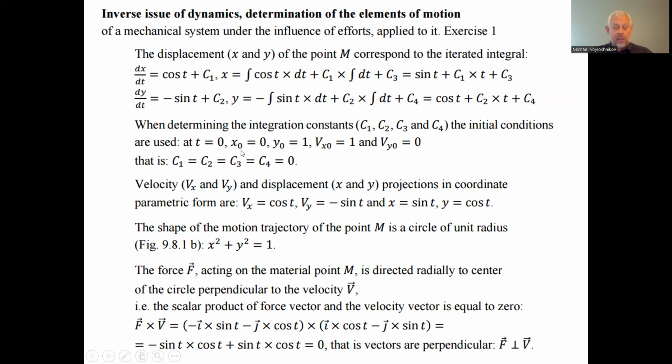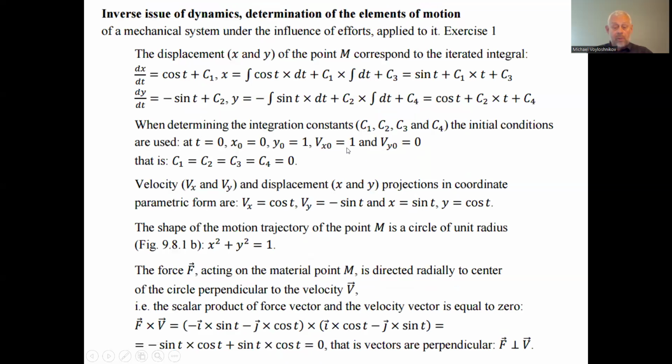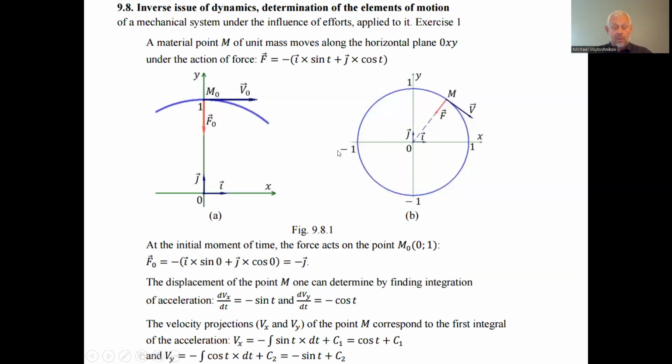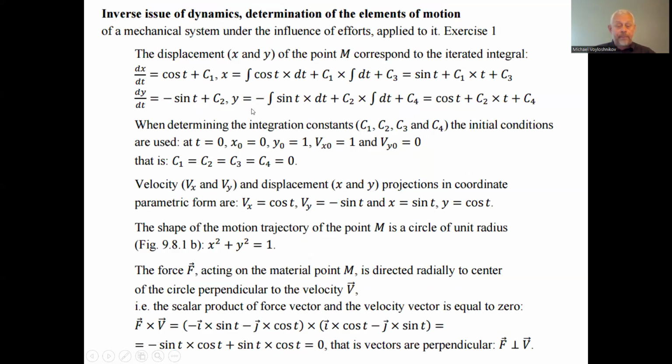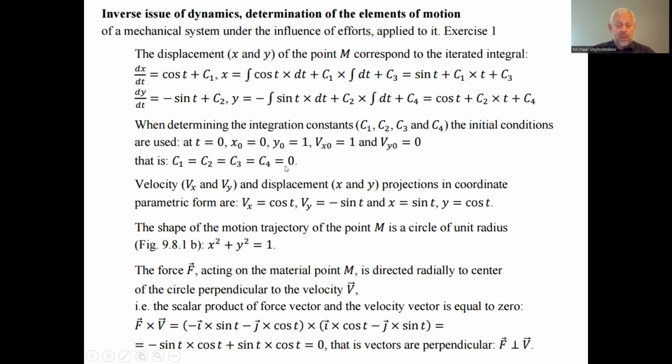Initially, when the time is equal to 0, the location is x0 equal to 0, y0 is 1. This is the location of this point, 0 and 1. And besides, we have the components of the velocity. The horizontal component is equal to 1 and the vertical is equal to 0, because the tangential line is a horizontal one, so we only know the non-zero horizontal component of the velocity. Then, when we substitute in these definite equations and in the previous equations here, I can find that the constants are all equal to 0.